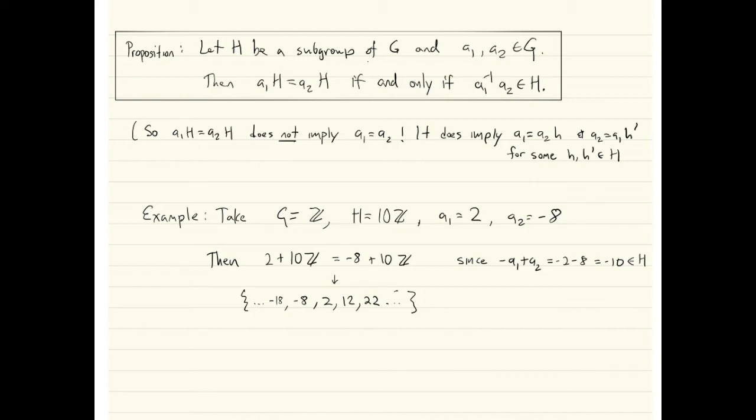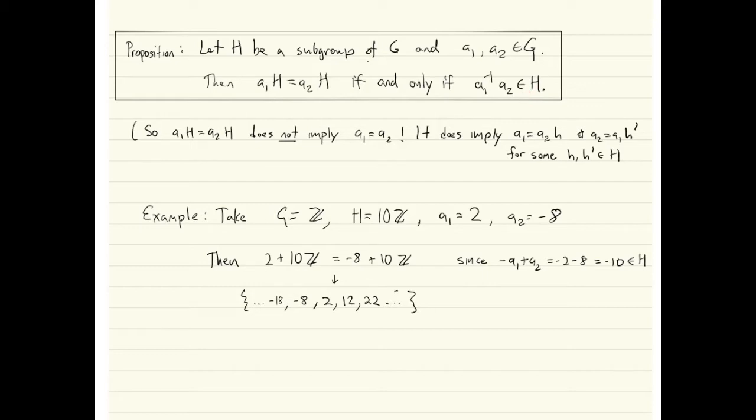In this video, we're going to explain this simple proposition that says if you have H to be a subgroup of G, and you have two elements A1 and A2 in G, then these two left cosets A1H and A2H are equal if and only if A1 inverse times A2 is an element of H.